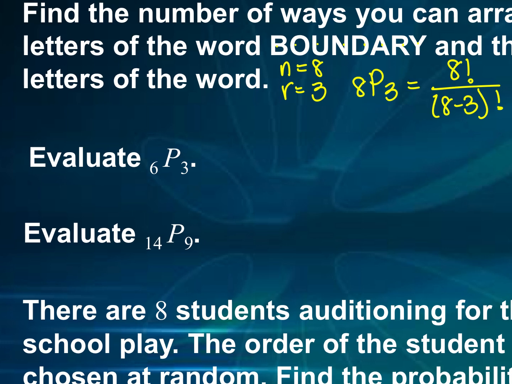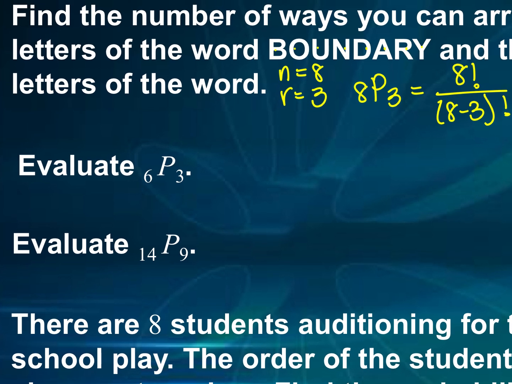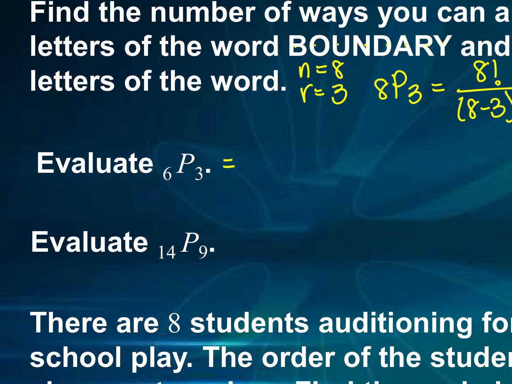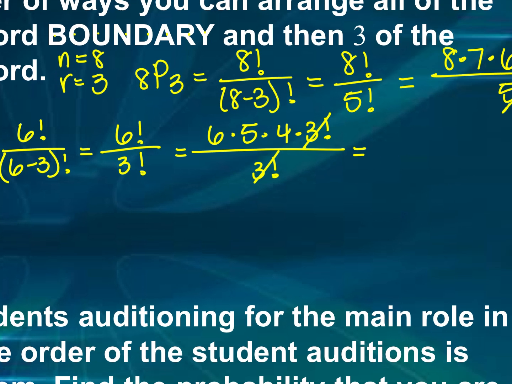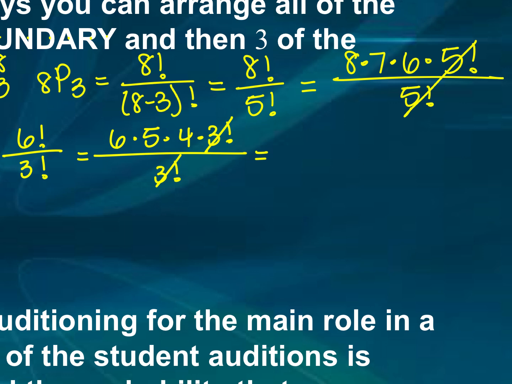So looking at this one, solving for this one, I'm going to go ahead and take 6 factorial over 6 minus 3 factorial. That's going to give me, keeping the same on top, and then subtracting. Writing out what I have, I'm going to have 6 times 5 times 4 times 3 factorial over 3 factorial. These are going to simplify or cancel out. Multiplying 6 times 5 times 4, I'm going to get 120.